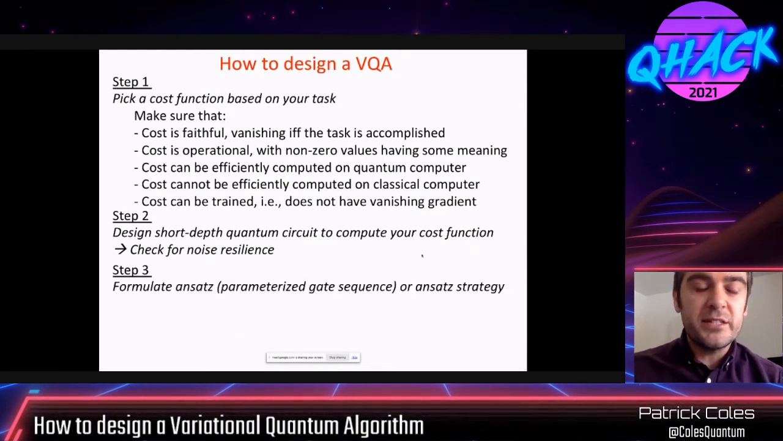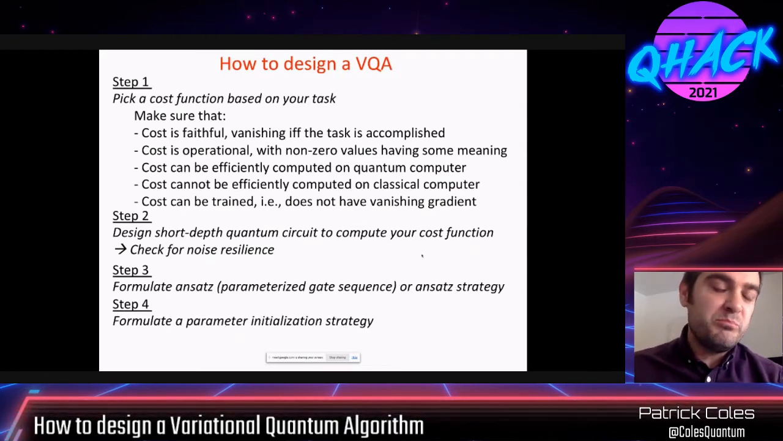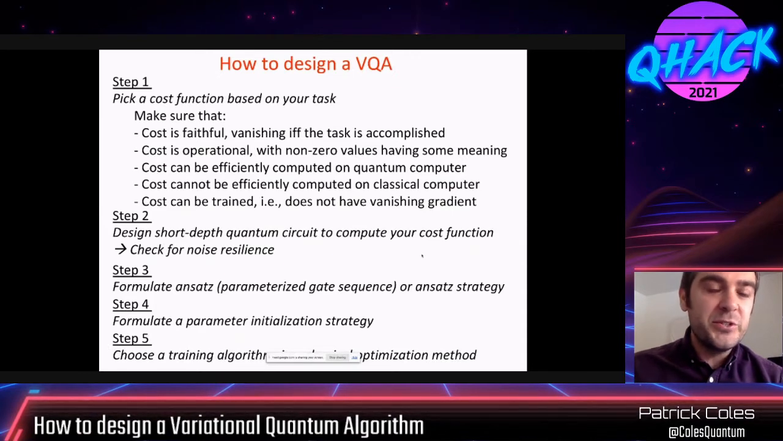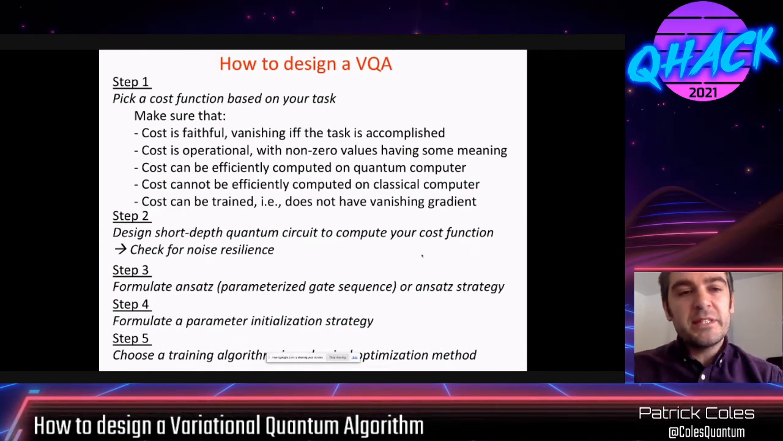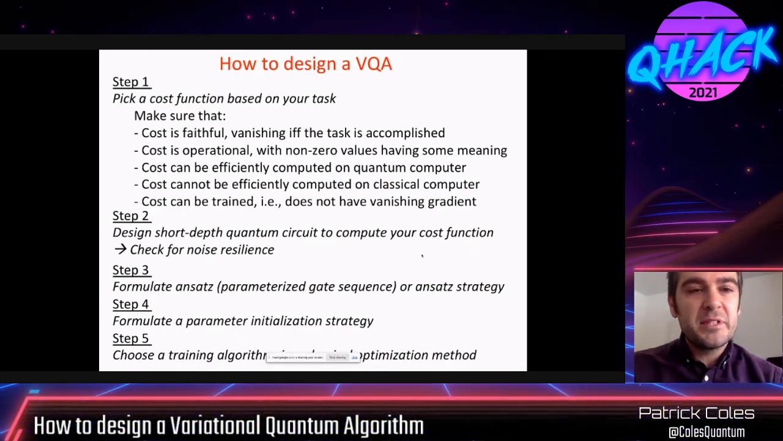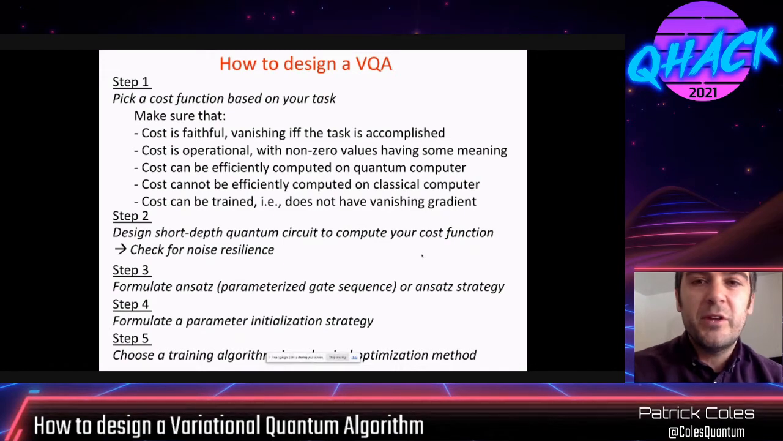Then there are 3 more steps. You want to formulate an Ansatz, a parameterized gate sequence for the solution to your problem. You want to formulate an initialization strategy for your parameters. And then finally, choose a training algorithm or a classical optimizer to train the parameters. So this is basically it. We have 5 steps with some sub-steps, of course, involved for how we go about designing variational quantum algorithms.